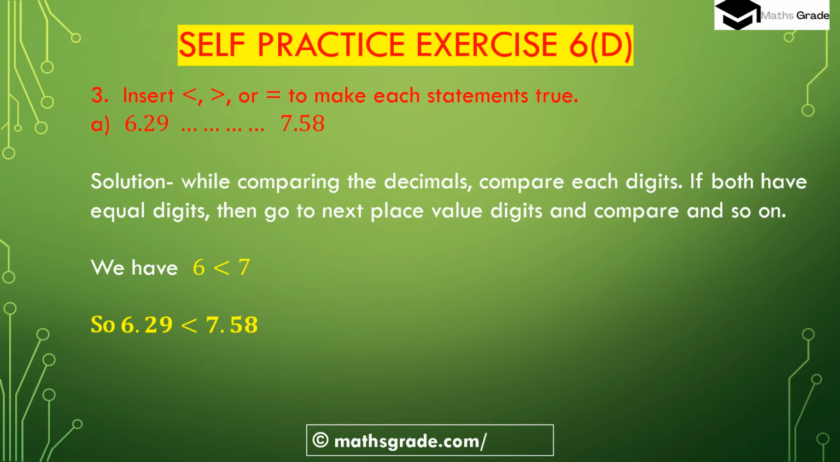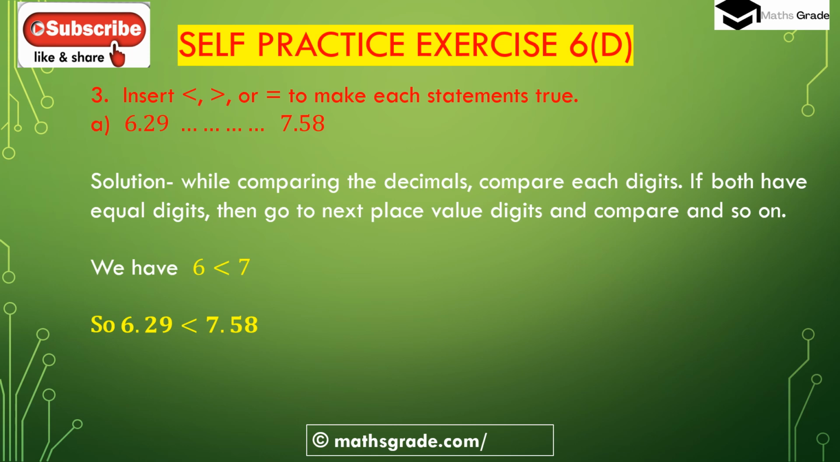Now we will solve question number 3. Question number 3 is: insert less than, greater than or equal to, to make each statement true. First bit is 6.29 dash 7.58. We have to compare these two decimal numbers. While comparing decimals, first we compare the digits. If both have equal digits, then go to the next place value digits and compare. If those digits are also the same, then we go to the next place value digits, and so on.